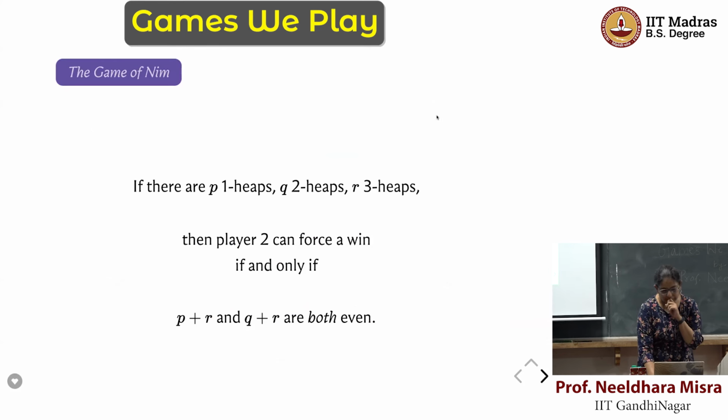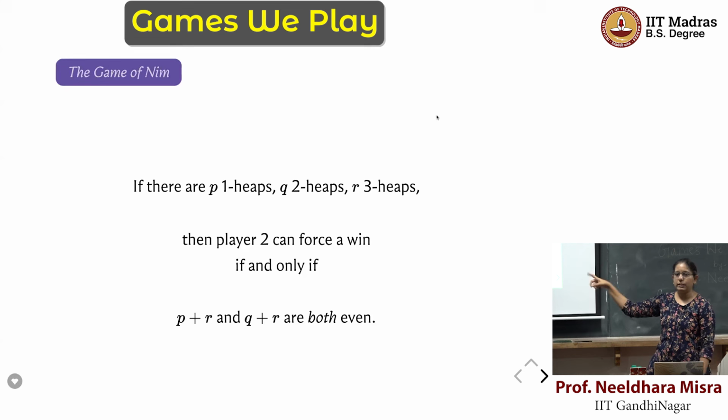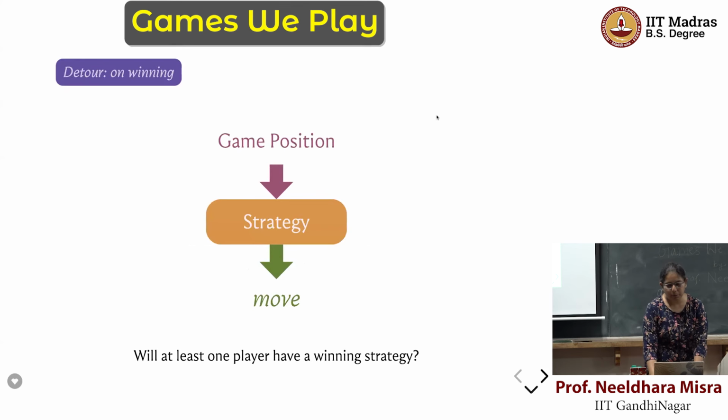All right, so this is the condition that you will eventually come up with. P1 heaps, Q2 heaps, R3 heaps. Player 2 can force a win if and only if this condition is true. So you have to show both things. You show that if this is true, player 2 can force a win. If it's not true, then player 1 can force a win. So this I will leave as an exercise. It's doable. It's just a matter of making some observations.